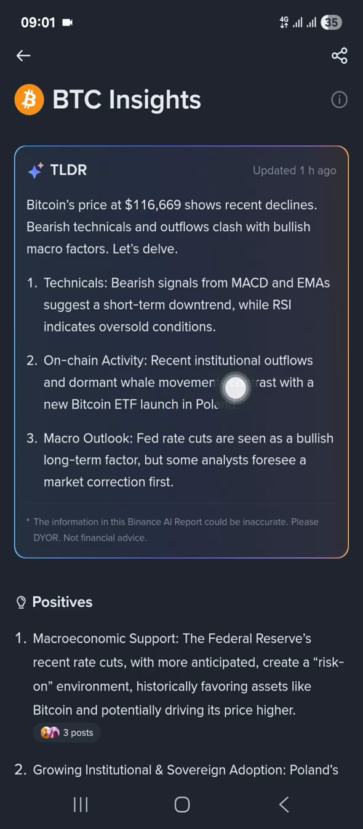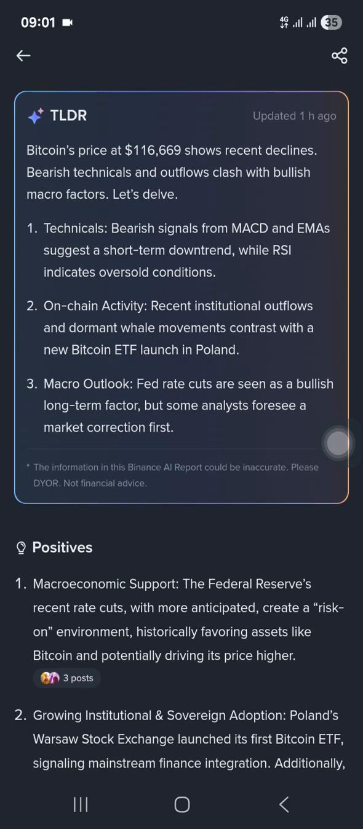On-chain activity, recent institutional outflow and dormant whales movement contrast with a new Bitcoin ETF launch in Poland. So that means there is an outflow. Money is coming out. That's what caused the little bit of correction we are experiencing now. And it's telling us recently that they just launched a Bitcoin ETF in Poland.